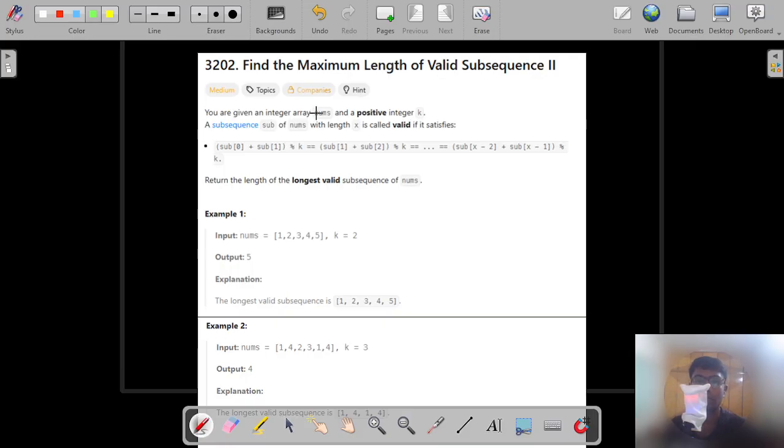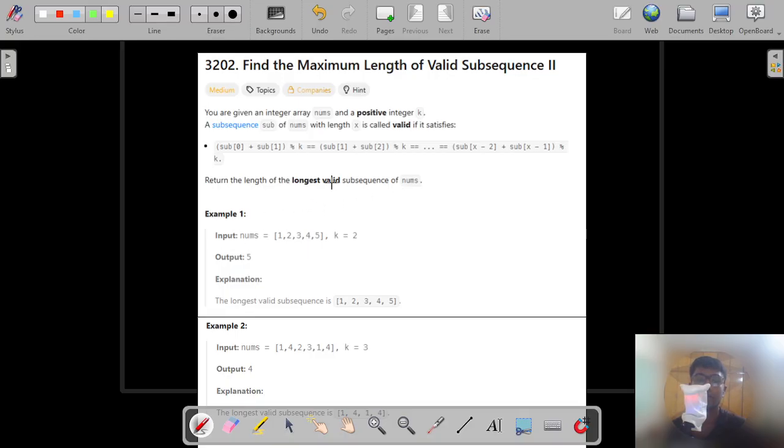You are given an integer array nums and a positive integer k. A subsequence sub of nums with length x is called valid if it satisfies (sub[0] + sub[1]) % k == (sub[1] + sub[2]) % k, and so on. Return the length of the longest valid subsequence of nums.